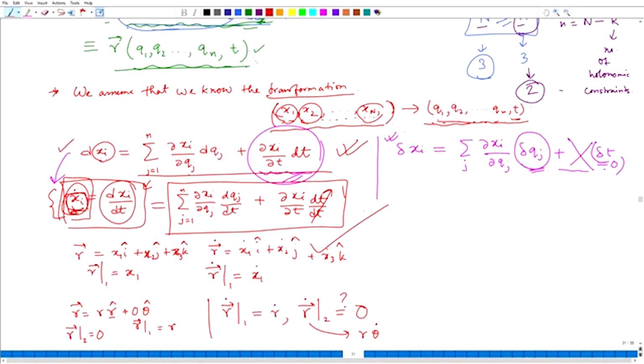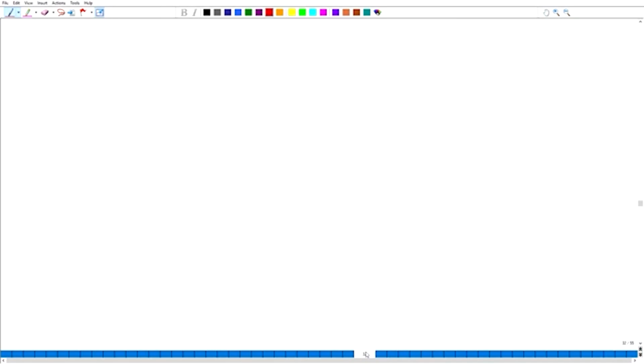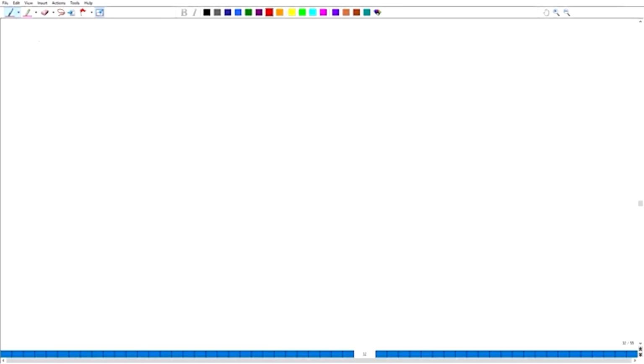Now, for these reasons we will actually use the Cartesian system, but for the sake of doing some general treatments and deriving some general expressions, I will go back to writing vector r as it is. So, first I have the vector r, and r dot is nothing but dr vector dt.